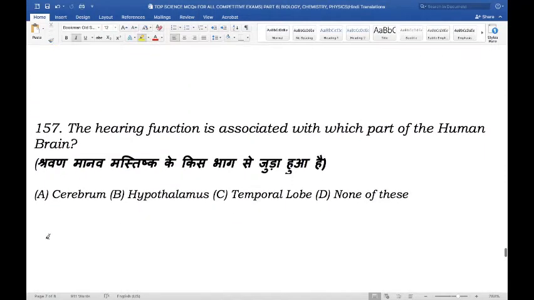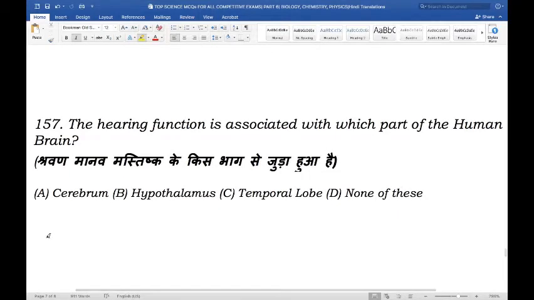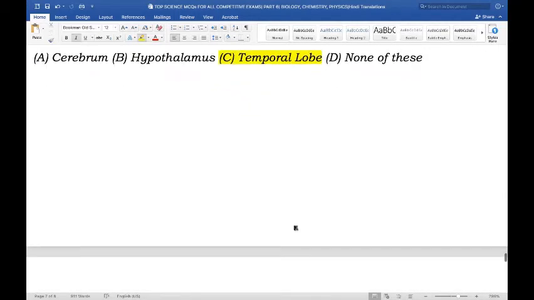Question number 157. The hearing function is associated with which part of the human brain? Is it A, cerebrum, B, hypothalamus, C, temporal lobe, or D, none of these? So the hearing function is associated with the temporal lobe. C is the correct answer. Temporal lobe is involved in primary auditory perception, such as hearing.